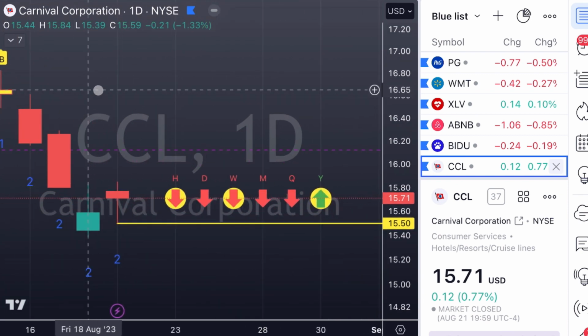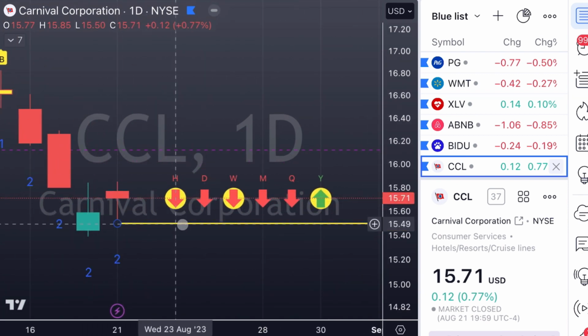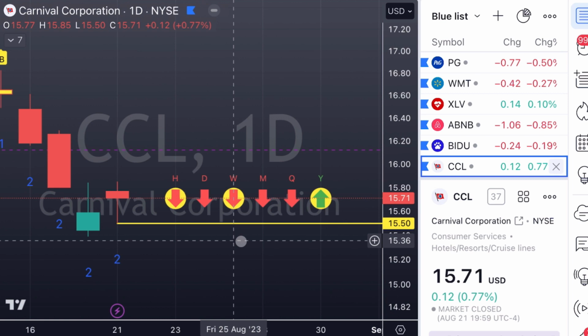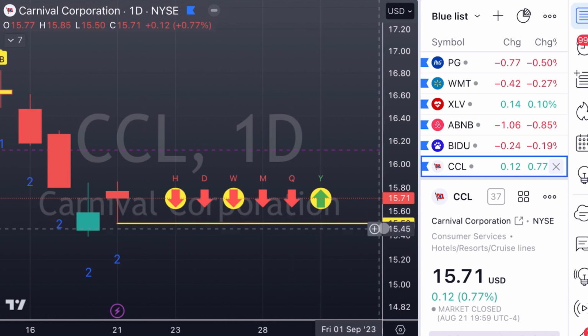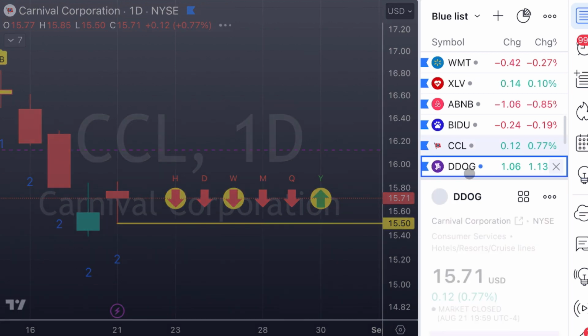CCL, 2 up, finish red. Really good time frame continuity. We can look for the puts there at 15.50. And again, if this trends up, that's okay. You don't need to touch it. We're only looking to get into this stuff if it triggers our trigger point that we've put in. And it's really that simple.